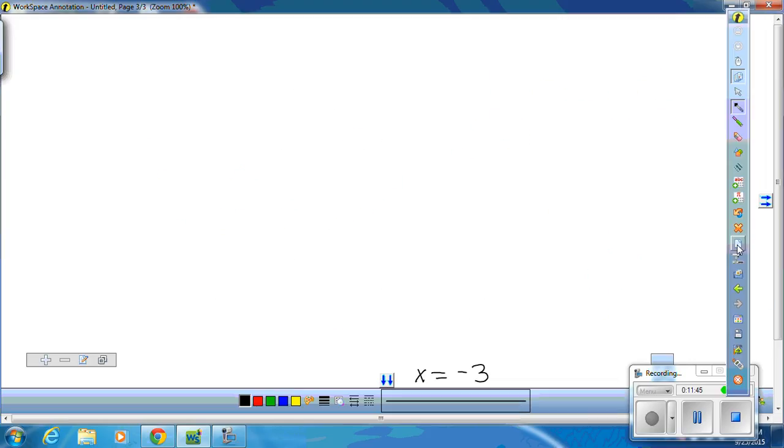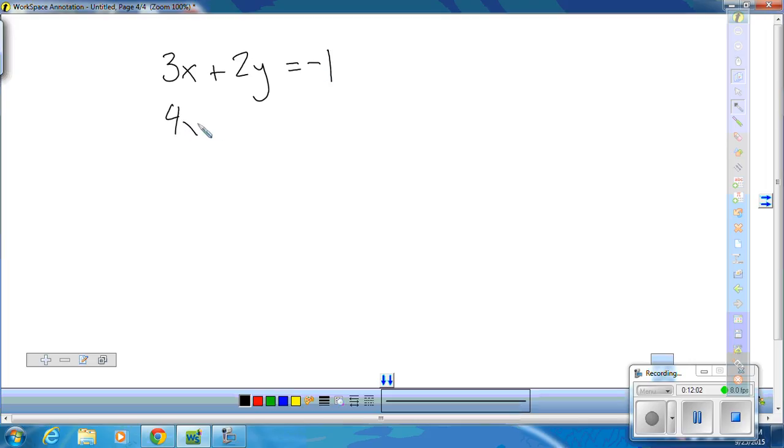Now sometimes they like to be complicated and just have nothing that matches. For example, if I've got 3x plus 2y is equal to negative 1 and 4x minus 5y is equal to negative 32, how would I solve this one? I can still use elimination, but not right away. Because notice, 3 and 4, they're not opposites of each other. 2 and 5, they're not opposites of each other. I can't think of anything right off the top of my head to multiply 3 by to make it equal 4, or 2 by to make it equal 5.